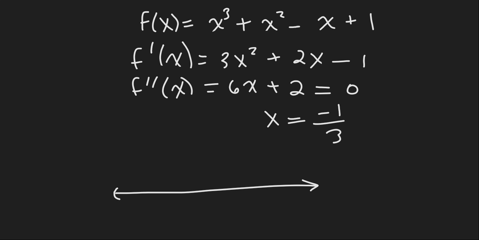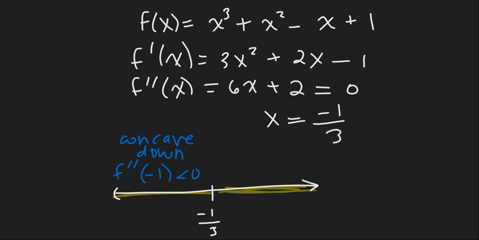So I'm going to again draw a number line, put -1/3, and this time we only have two ranges to check. This range right over here, and this range right over here. So this first range, I'm just going to do f double prime of, let's say, -1. This is going to be -6 plus 2. This is going to be less than 0. So here it's going to be concave down. And then here, we're going to get f double prime of, let's say, 0. This is going to be positive. So this is concave up.